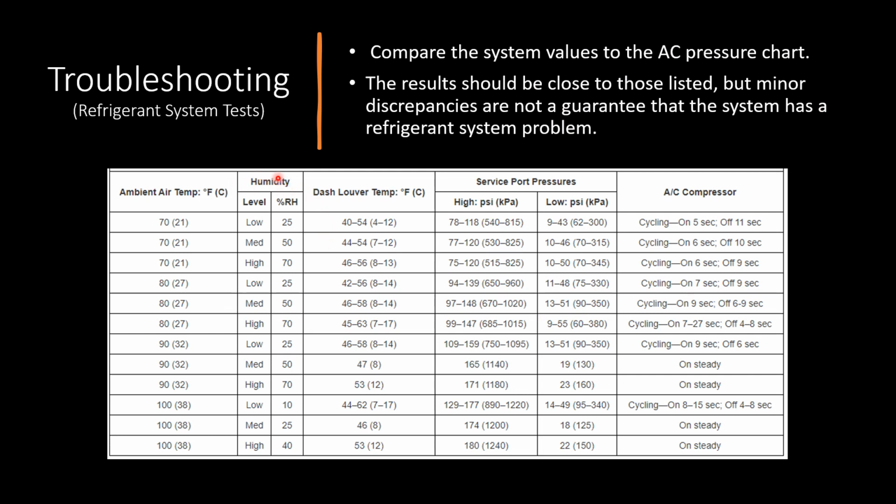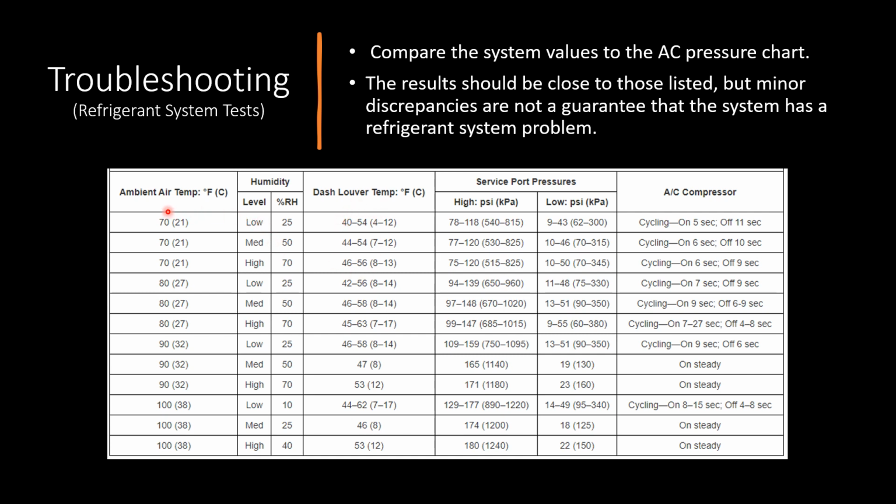The chart that I'm talking about is going to look something like this, where it has the ambient temperature. This is why you wrote the ambient temperature down, because if it's 70 degrees and the humidity is low, then it's going to tell you what the temperature in your dash should be. And typically, rule of thumb, if you don't have this chart, is that it should drop 30 degrees unless your humidity is high. If your humidity is high, or if it's medium, then it's going to affect the temperature coming out of the dash.